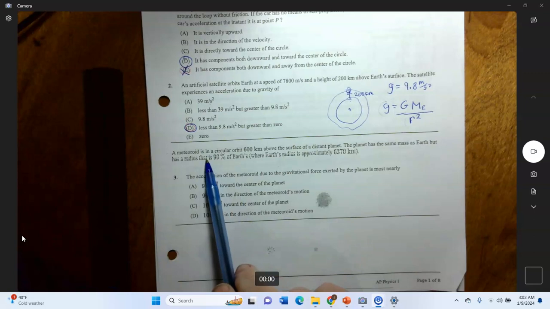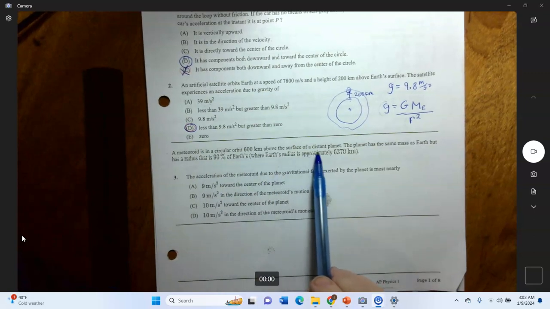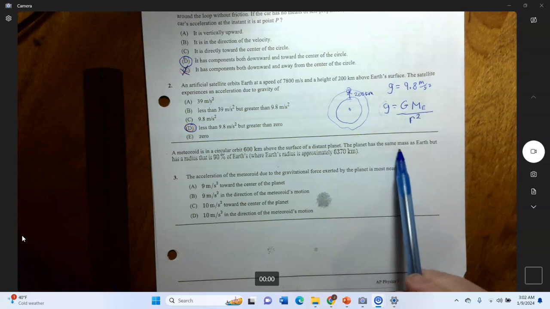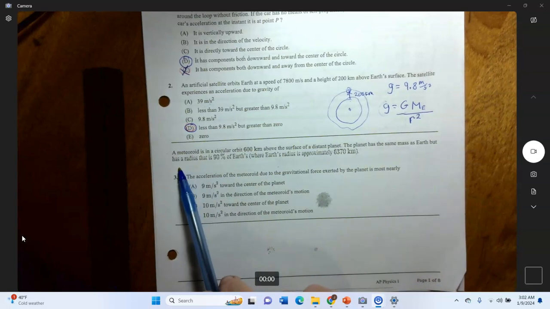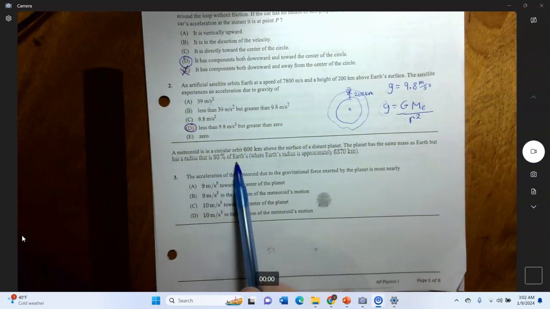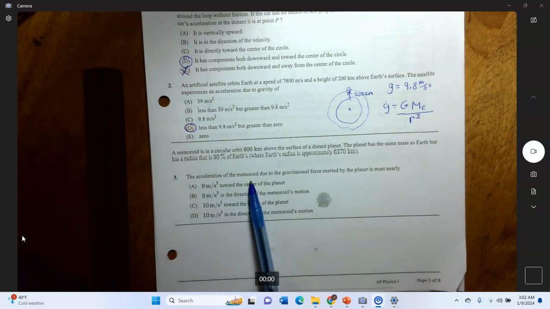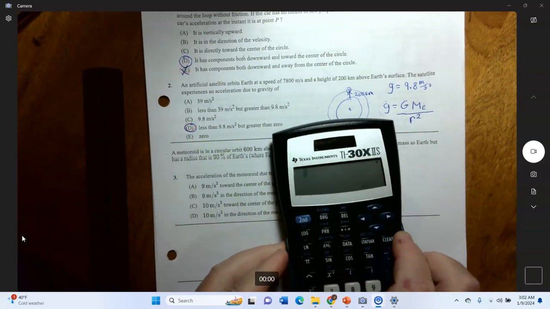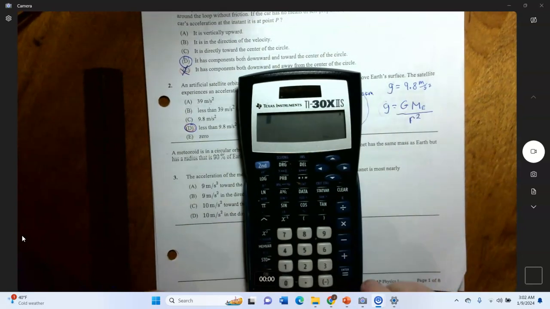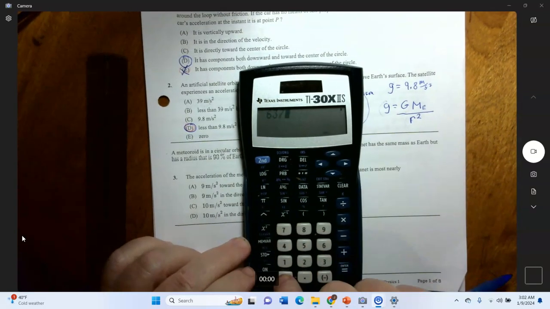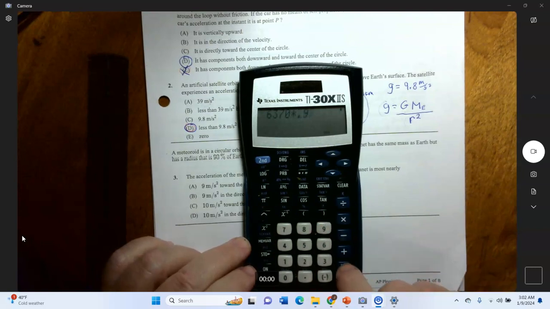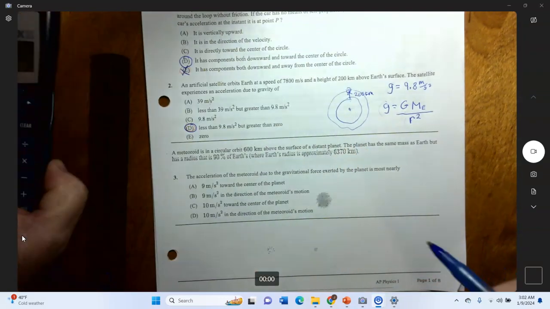Okay, next, number 3. A meteoroid is in a circular orbit 600 kilometers above the surface of a distant planet. The planet has the same mass as the Earth, but has a radius that is 90% of that of Earth's radius of 6370. Okay, so if we do a quick calculation there, well, they're asking, first of all, the acceleration of the meteoroid due to the gravitational force would be. Okay, so we're just going to take that number, 6370, times 90%, and that gives us 5733.